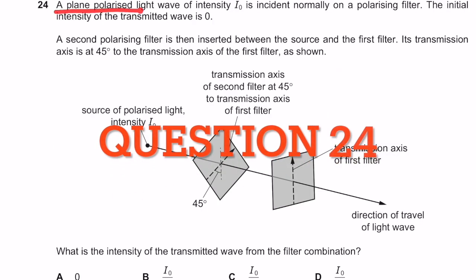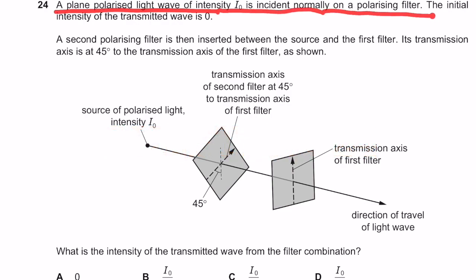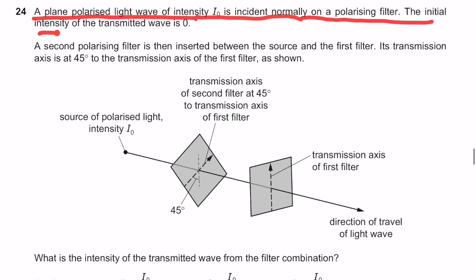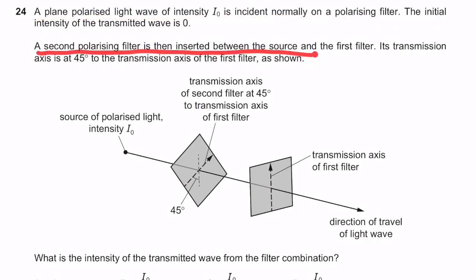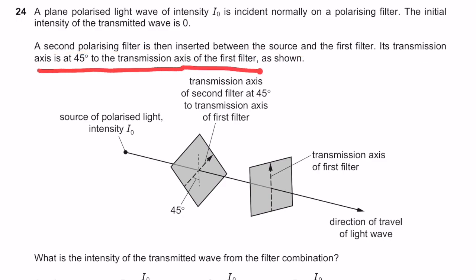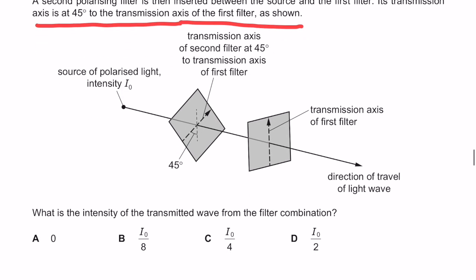A plane polarized light wave of intensity I0 is incident normally on a polarizing filter. The initial intensity of the transmitted wave is I0. A second polarizing filter is then inserted between the source and the first filter. Its transmission axis is 45 degrees to the transmission axis of the first filter as shown. What is the intensity of the transmitted wave from the filter combination? Very good.